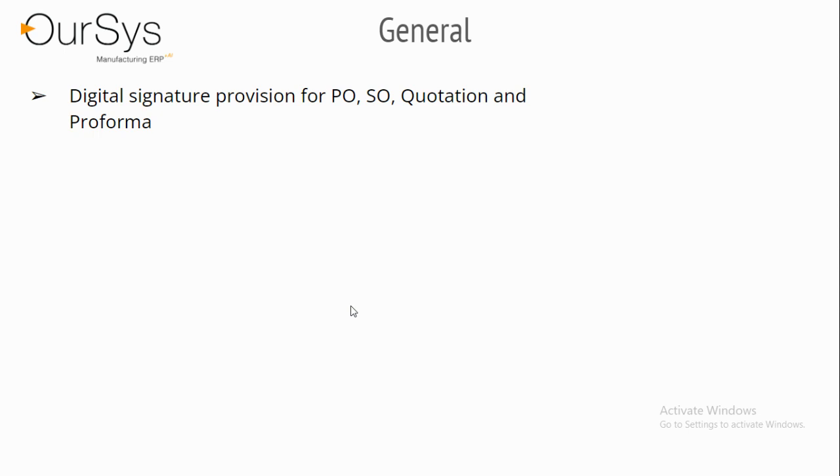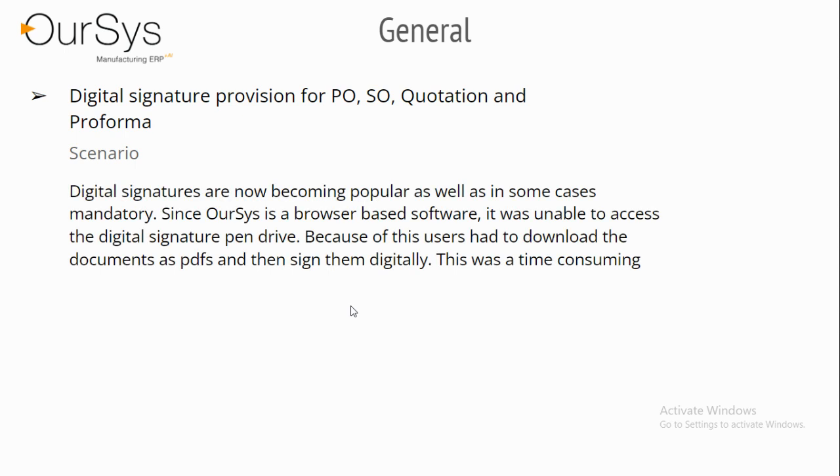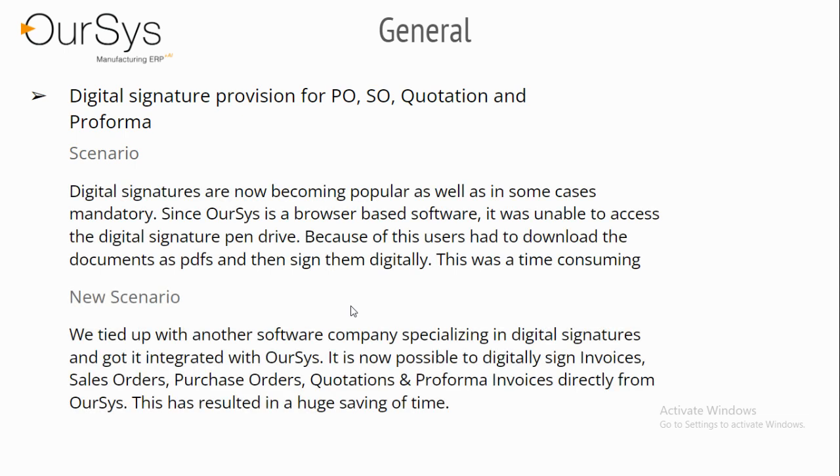This is a good feature we have introduced in this new version, that is the digital signature provision. This digital signature provision has been introduced in the purchase order, sales order, quotation and proforma. We have built in-house software which works with our ERP and brings you the digital signature at every print.